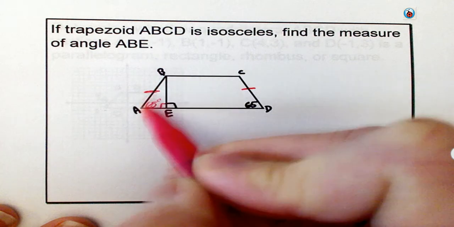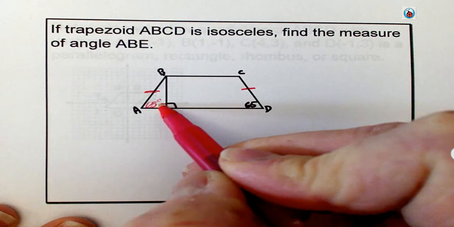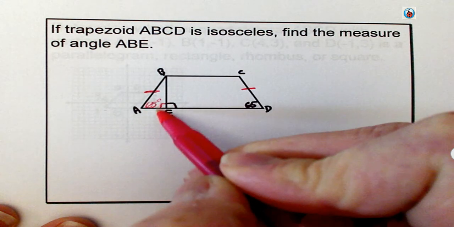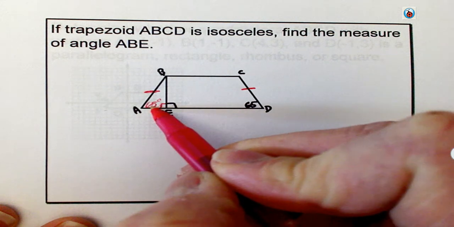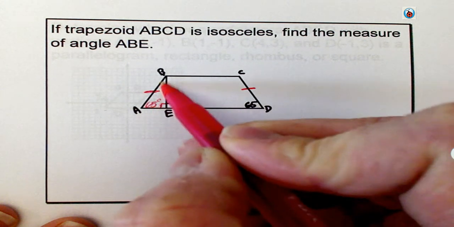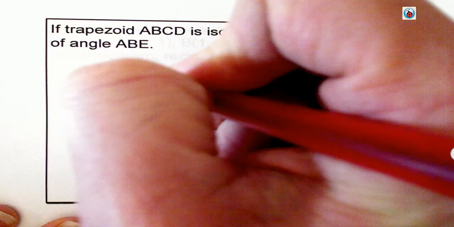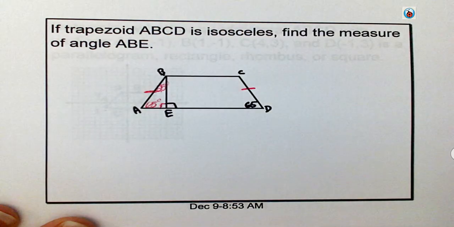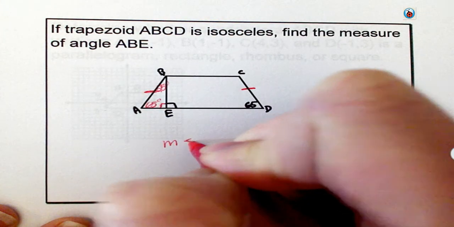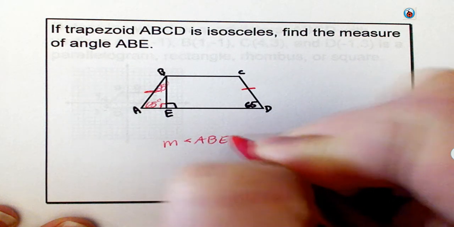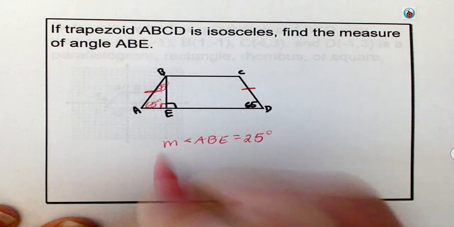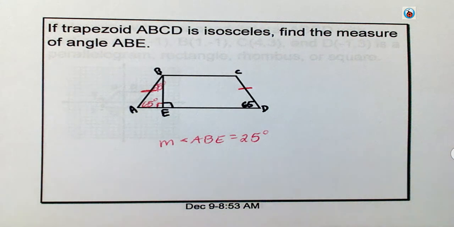And within any triangle, we know that the sum of its interior angles is 180 degrees. So if you remove this 90-degree angle and the 65-degree angle from 180 degrees total, you're left with only 25 degrees to make up that triangle. So the measure of angle ABE is 25 degrees, and that's how you would write out that answer.